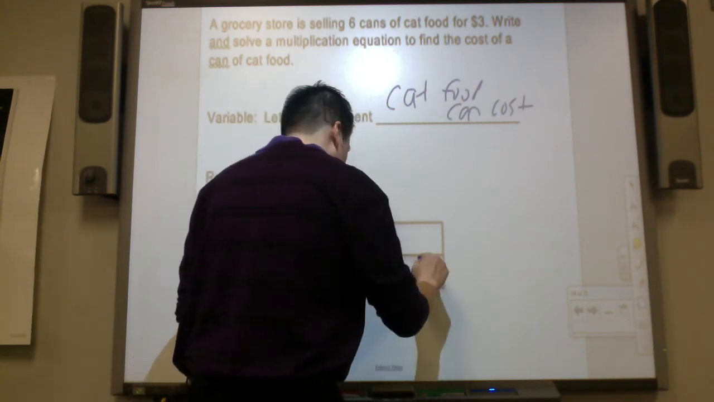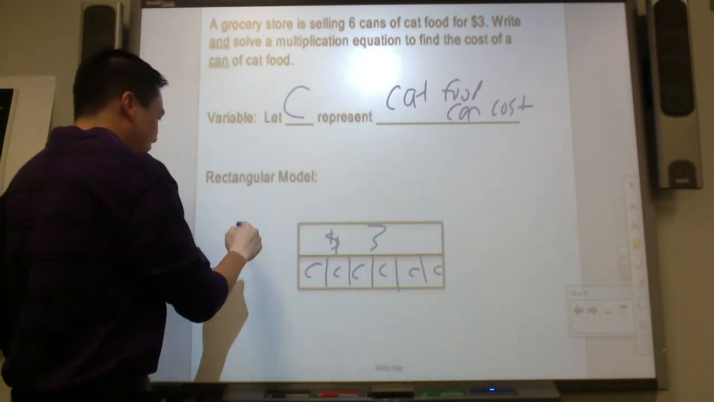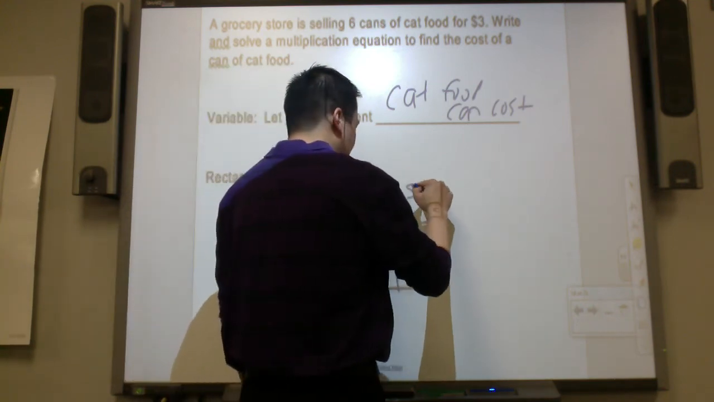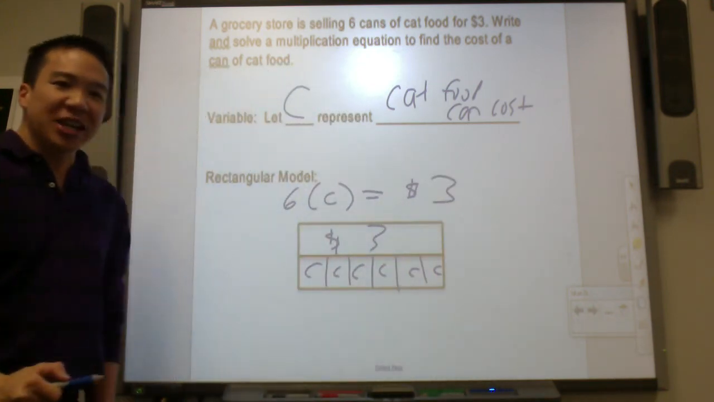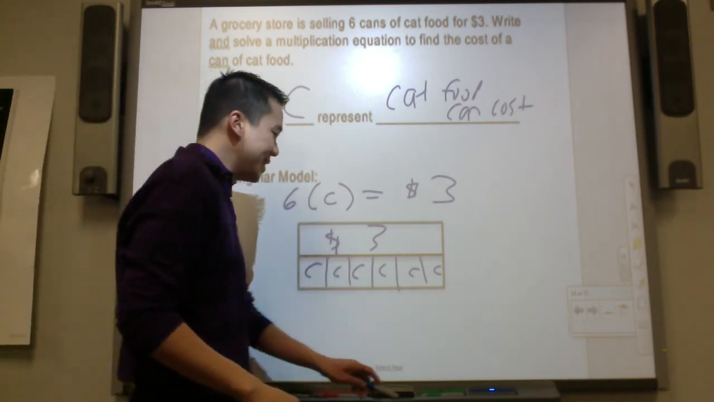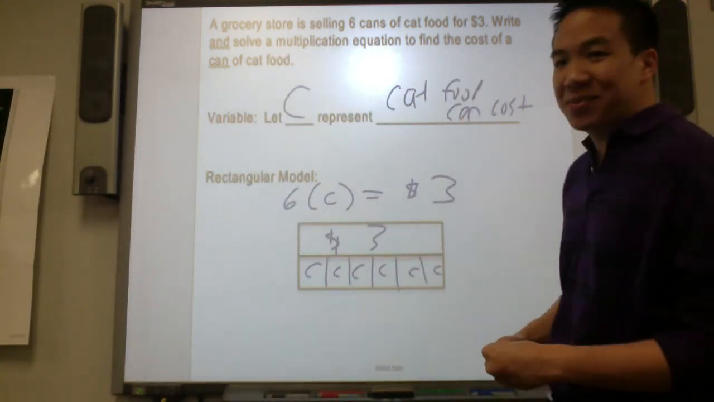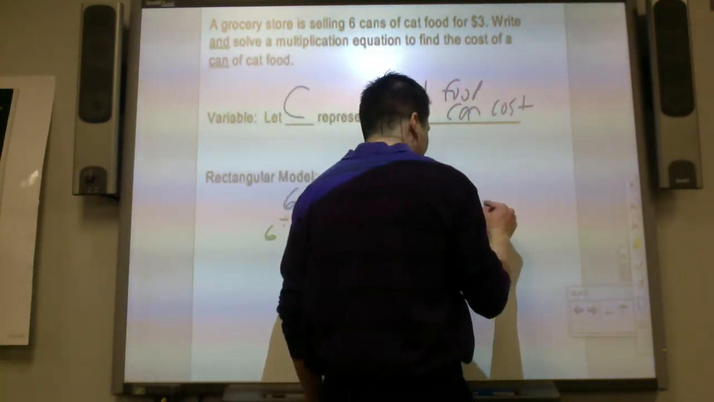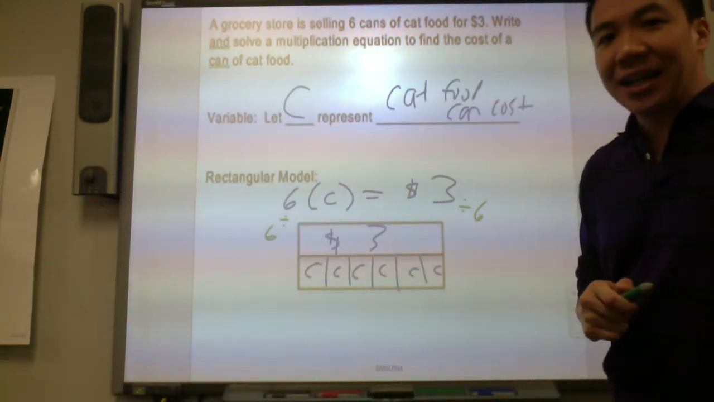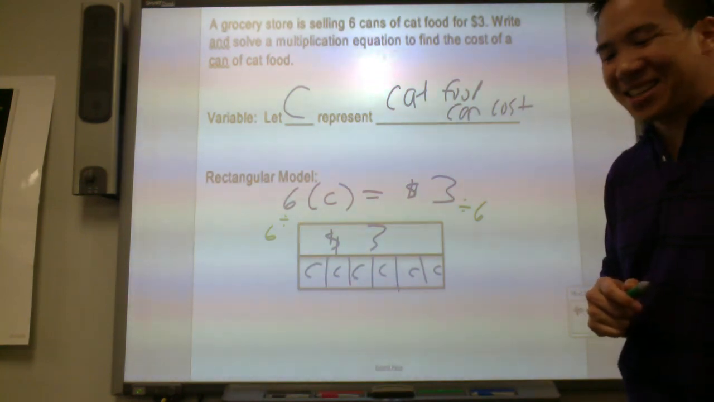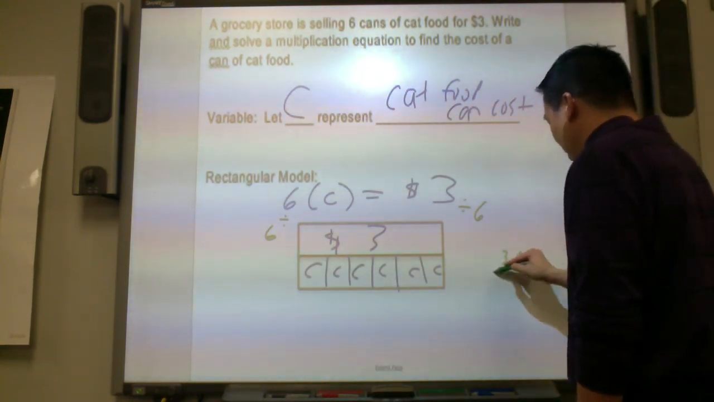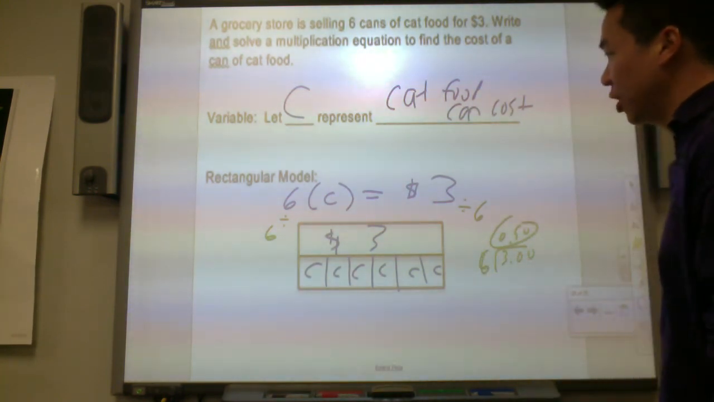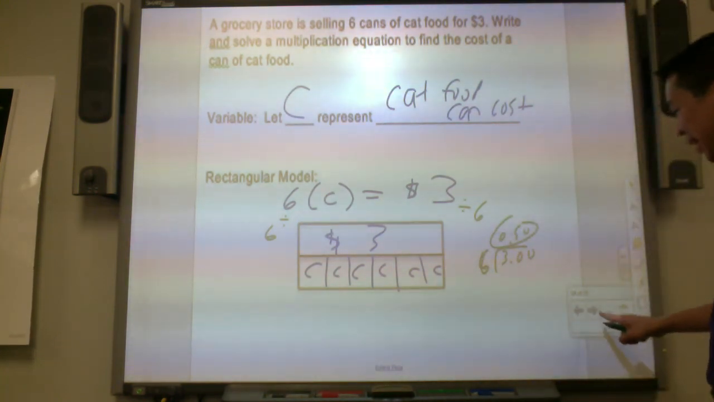1, 2, 3, 4. So it's 6 cans, we don't know how much it costs, equals $3. How much will each can cost? What is the inverse of times 6? Divide by 6. What is $3 divided by 6? If you do $3 divided by 6, it is 50 cents a can. So the answer for the first question is 50 cents a can.